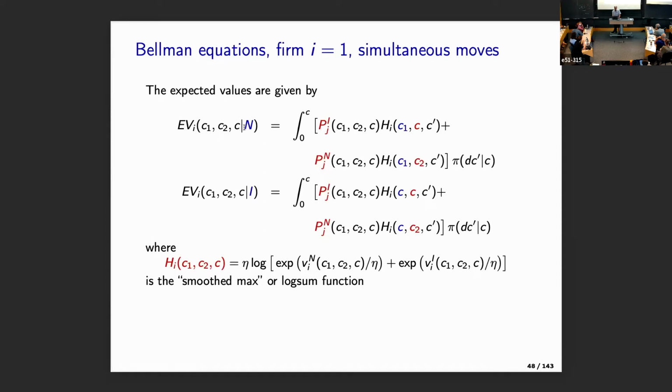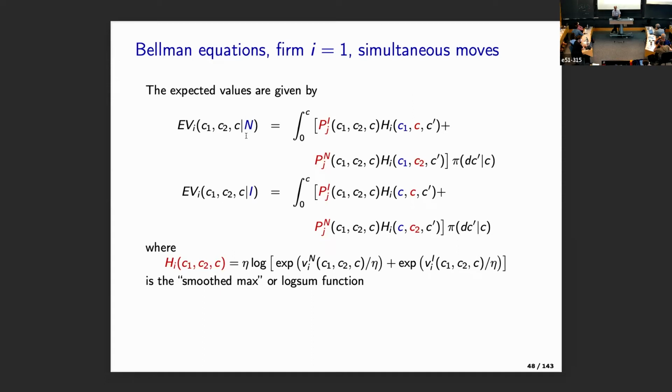Conditional on not investing, what can happen in the future is that we have to see how the C1, C2, C today translates into the future values. And then we have to integrate over the actions of the other player and over the transition of the state space, which is independent of those actions. So that's what we're doing.